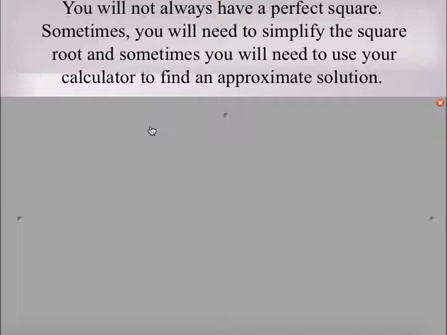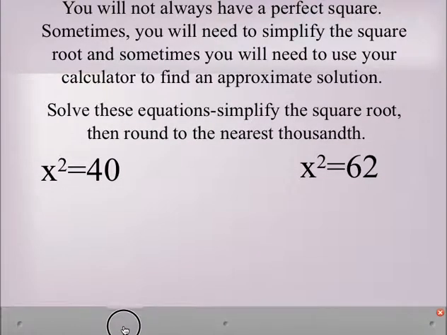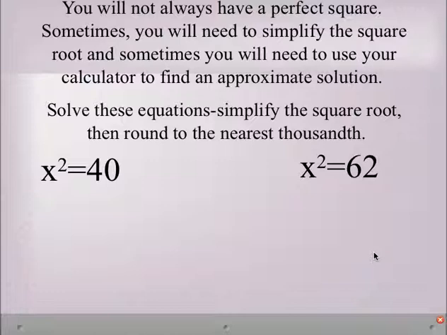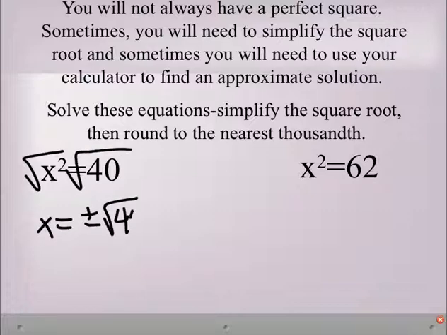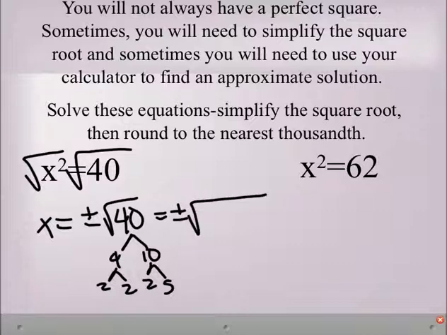Okay, but sometimes it won't be a perfect square, so we need to either simplify the radical or find an approximation. So for example, x squared equals 40. I could take the square root of each side and say x is equal to plus or minus root 40. But that root 40 can simplify. Remember, break it up into 4 and 10, 2 and 2, 2 and 5, so that we could say this is plus or minus the square root of 2 times 2 times 2 times 5. Circle and pop out some 2's and get plus or minus 2 root 10.